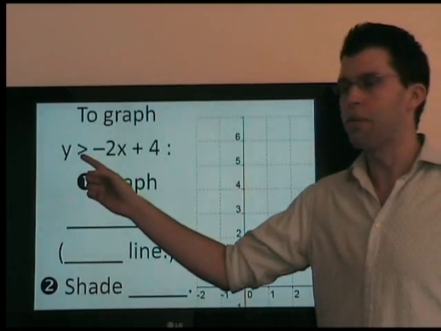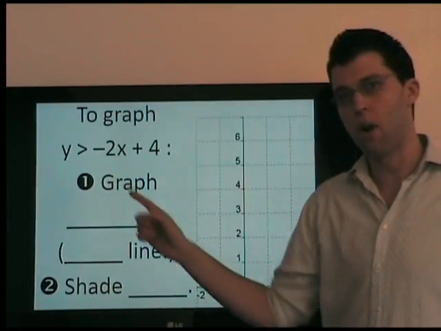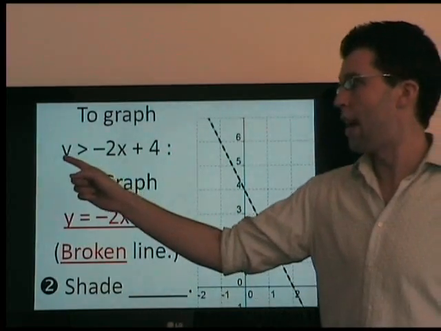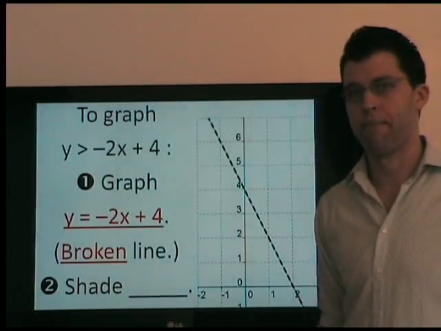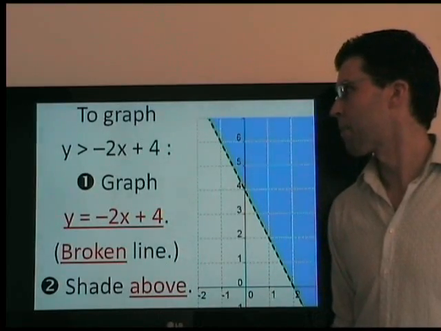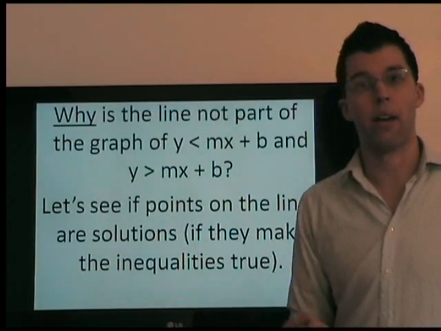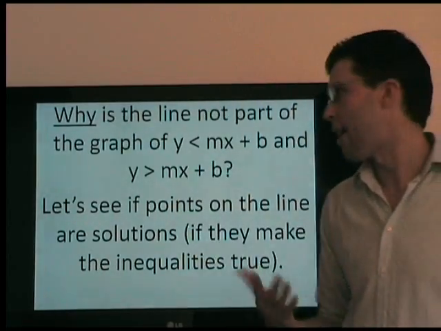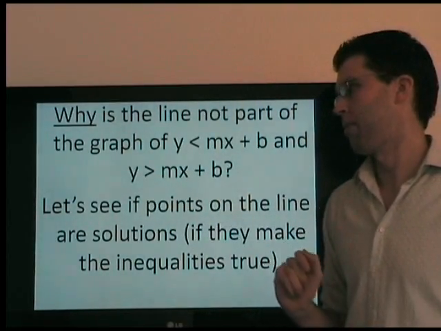Okay, again, there's no equal sign here, so no equal sign means no line. We indicate that with a broken line. In this case, y is greater than, we shade above. So the question is why? Why are points on the line not included in the graph when we have these symbols?